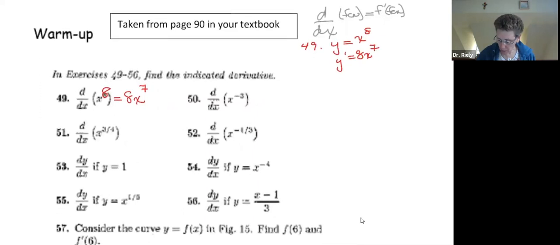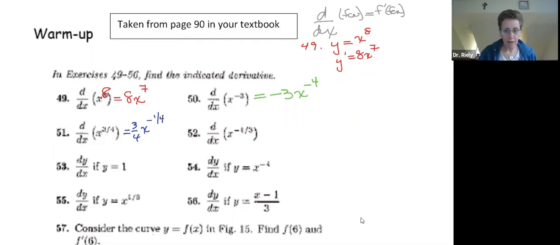Let's go on to number 50. So 50, because they already brought it up for you as a negative exponent, you can directly take the derivative. So that's going to equal, using Leibniz notation, negative 3x, go more negative, to the negative 4. Okay, and that's a good answer. Okay, 51 is x to the 3/4. So using Leibniz notation, you would say equals, bring down the 3/4, and then you would have it be x to the negative 1/4. So I'm using the power rule.